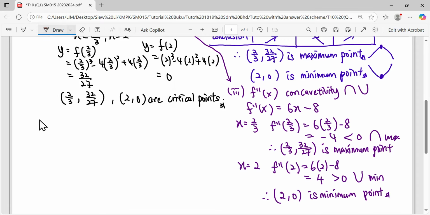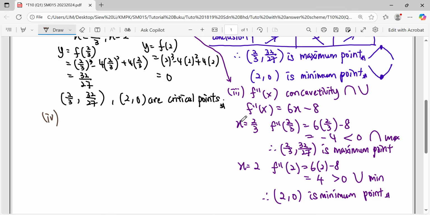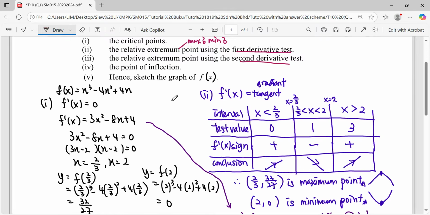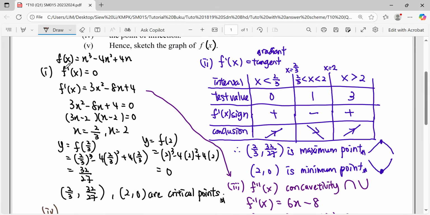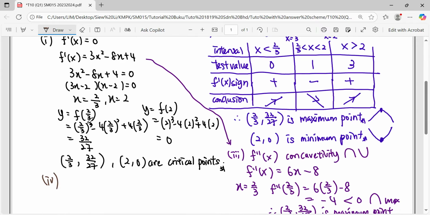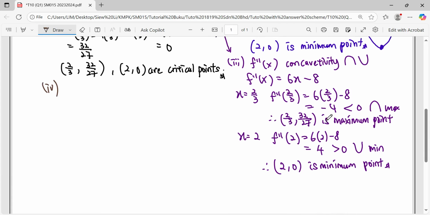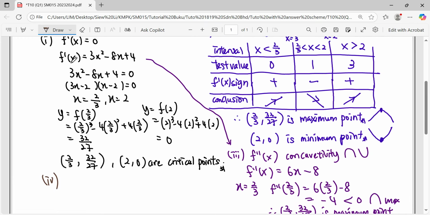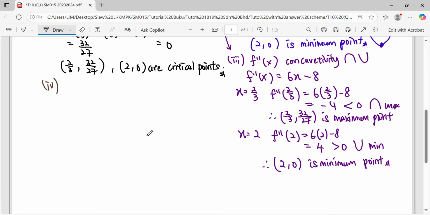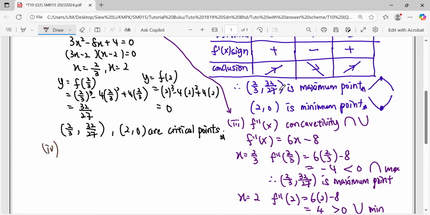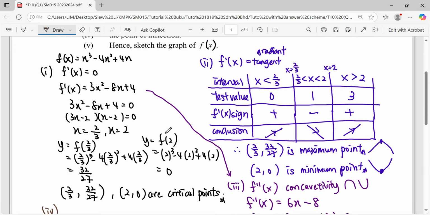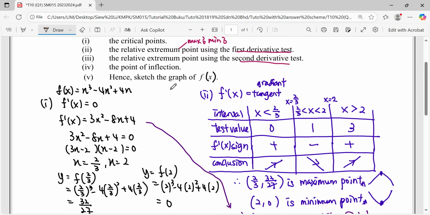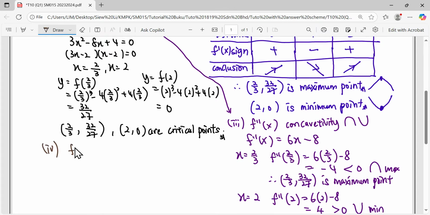Then we continue with question number 4. Find out the point of inflection. When we had the first derivative, we noticed that we have 2 critical points, and after undergoing the test, we managed to classify these 2 points: which is maximum and which is minimum. This means that from the first derivative test, we can no longer find any inflection point, because all these critical points are already classified as maximum and minimum.